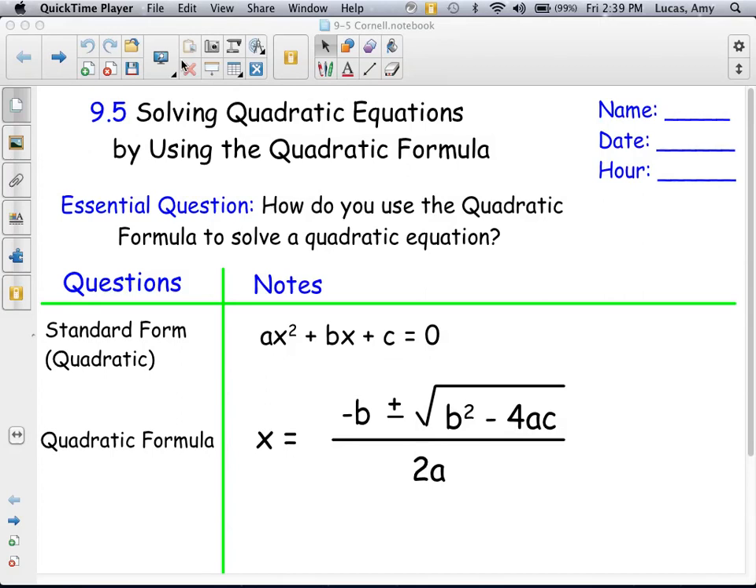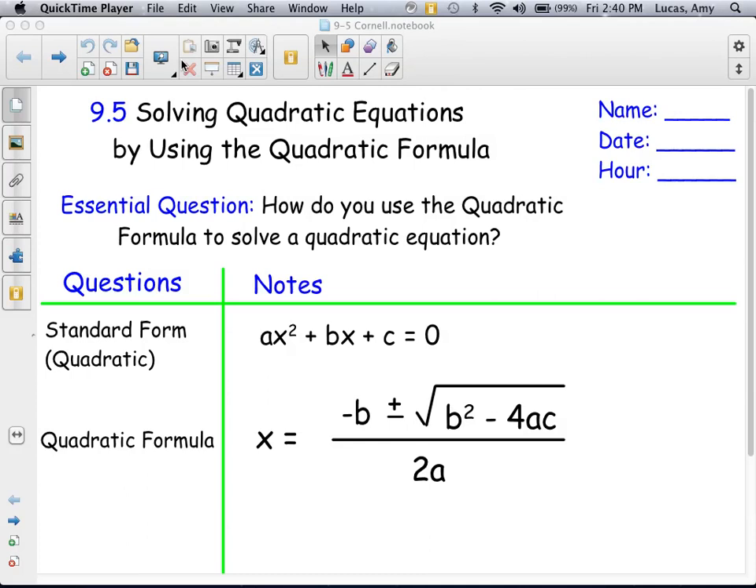What is important is that all of those terms have to be on the same side of your quadratic, so one of the sides has to be equal to 0. The quadratic formula is x equals the opposite of b plus or minus the square root of b squared minus 4ac, and it's all divided by 2a. I know the formula looks like a lot of work, but once you get the hang of it, it's not so bad to use.